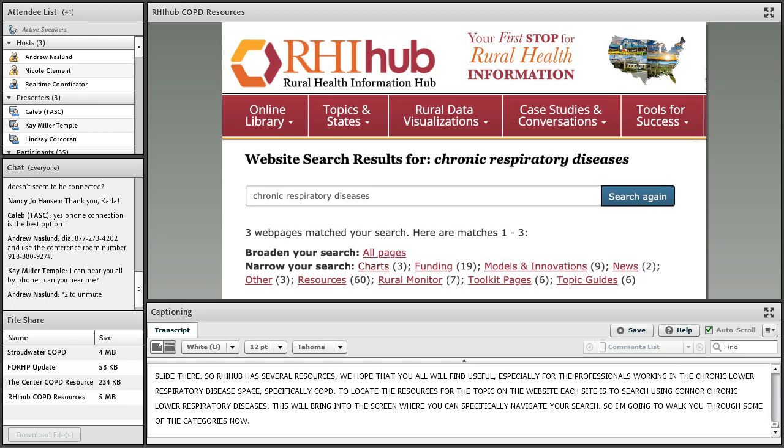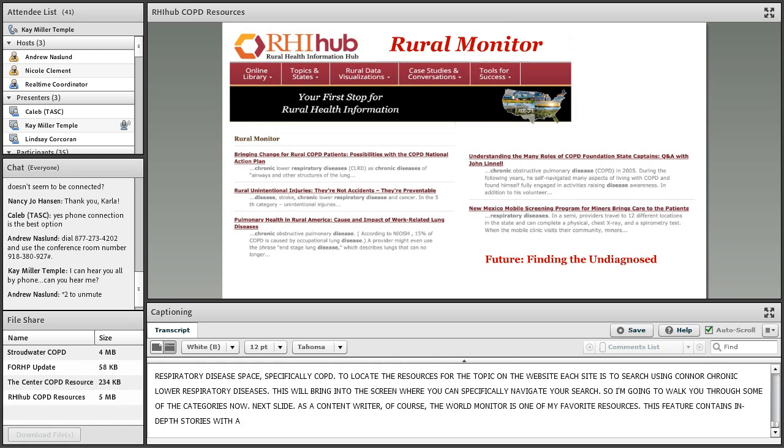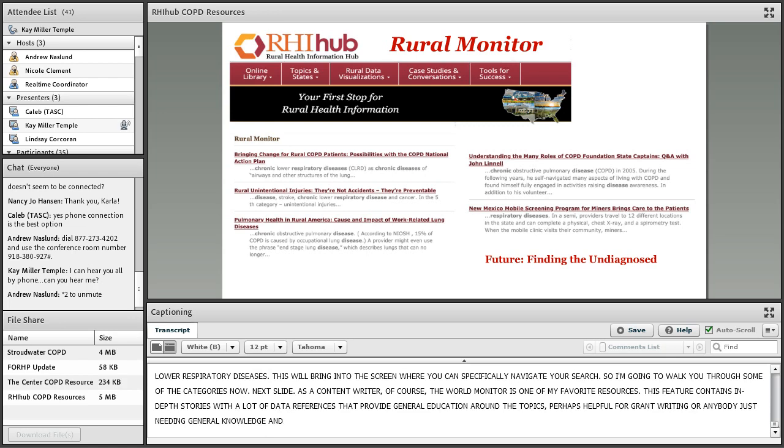Next slide. As a content writer, of course, the Rural Monitor is one of my favorite resources. This feature contains in-depth stories with a lot of data references that provide general education around the topic, perhaps helpful for grant writing or anybody just needing general knowledge and an update about what's going on with COPD in rural areas. In August 2017, our first COPD story came out, Bringing Change.